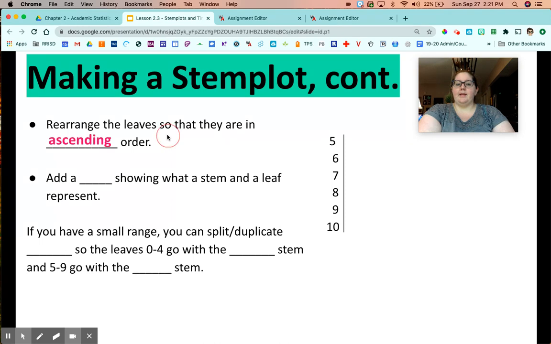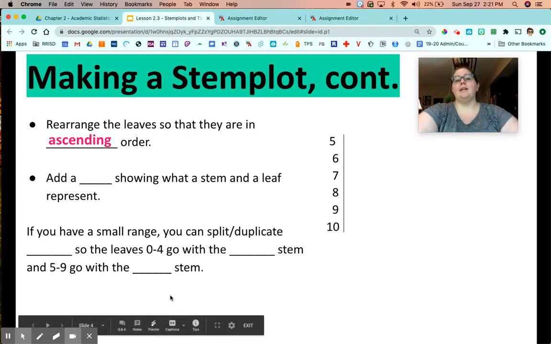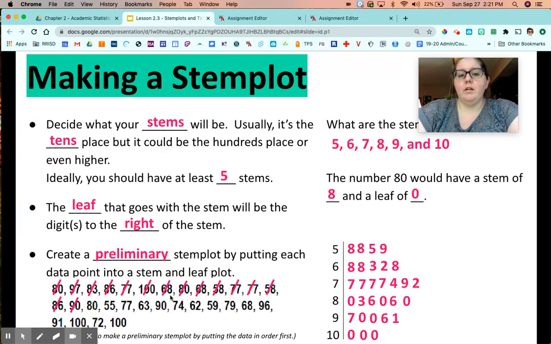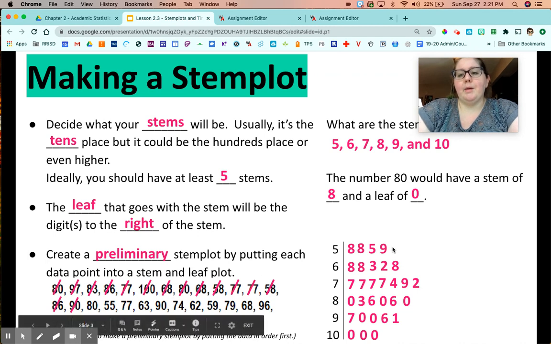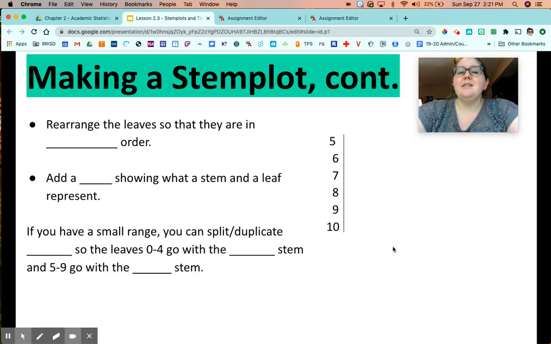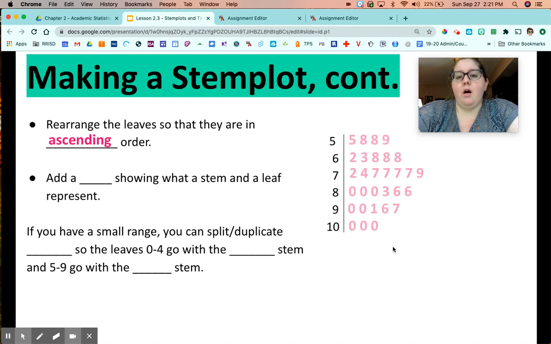Our last step would be to rearrange the leaves so that they are in ascending order. So I'm going to take all of those numbers right here, and on each row, I'm going to put them in order from least to greatest so that it's a little bit more organized. And this is not a step that we always have to do, to be honest. When we're trying to quickly get an idea of what our data looks like, where are the common spots, where are we seeing people answer or have numbers more frequently, we don't always have to put the leaves in order, but it does add an extra layer of organization. So my next step would be to just put all of the leaves in order from least to greatest.